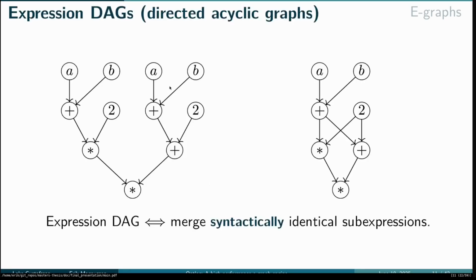That makes it very natural to talk about DAGs instead, directed acyclic graphs, which are very close to what we just had. This is the expression DAG, and this is the tree and the DAG for the same program, the one we saw previously. You can think about this deduplication as: whenever you have some sub-expression which is syntactically identical, we can merge those. In a compiler setting you could call it common sub-expression elimination.